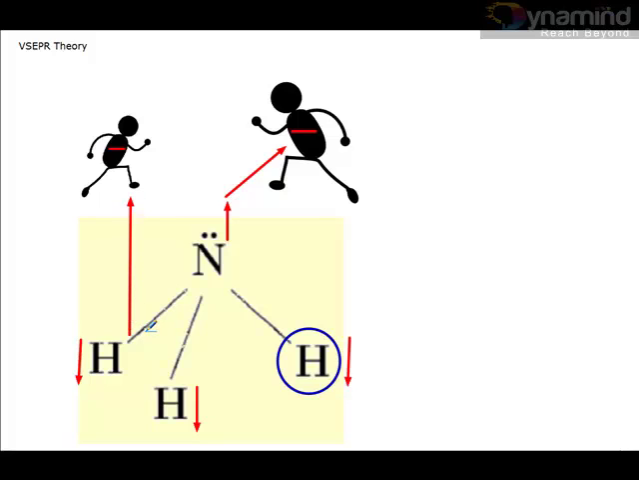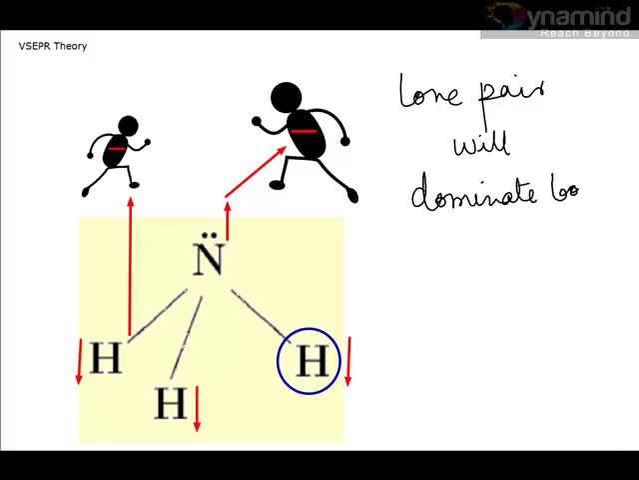So you will surely say that in situations like these, the lone pairs will dominate. It's like this, the stronger person, the lone pair, will dominate bond pairs. Lone pairs are sometimes referred to as LP and bond pairs as BP. This is basically for the same reason that the lone pair has more negative charge.